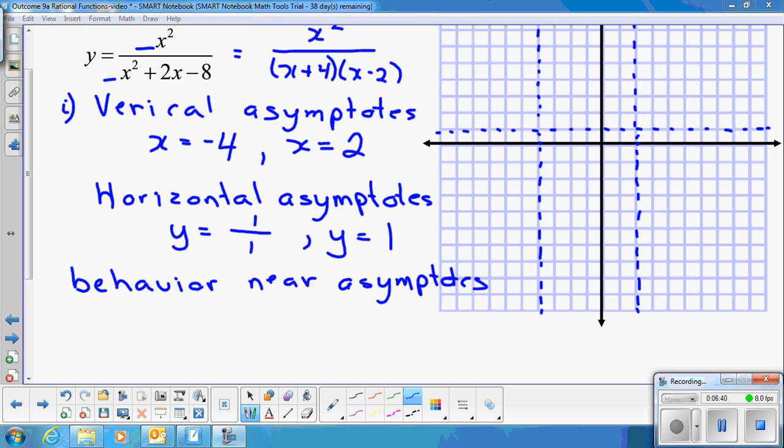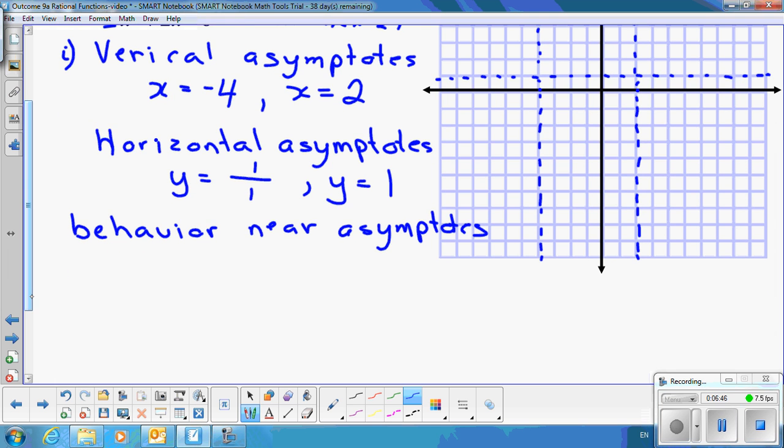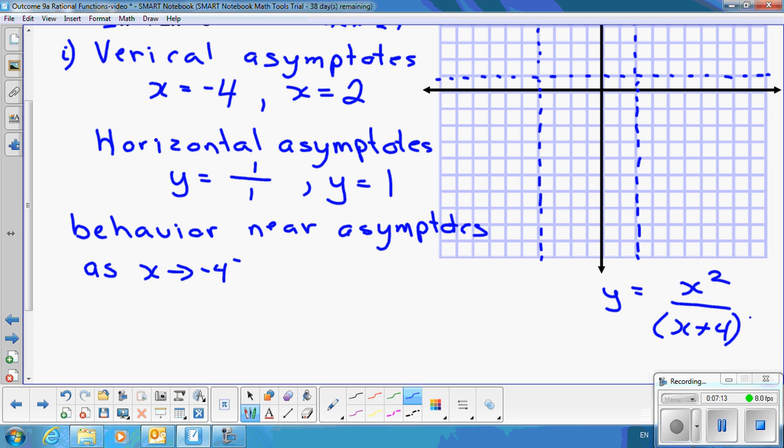Looking at our behavior near the asymptote, our first asymptote is at x equals -4. So we want to look at what happens as x approaches -4. And we're going to start from approaching -4 from the negative side. If we look at our equation of our rational function, I'm just going to rewrite it over here, y equals x squared over x plus 4, x minus 2. So what happens as x approaches -4 from the negative side? So if we put in something like -4.1.